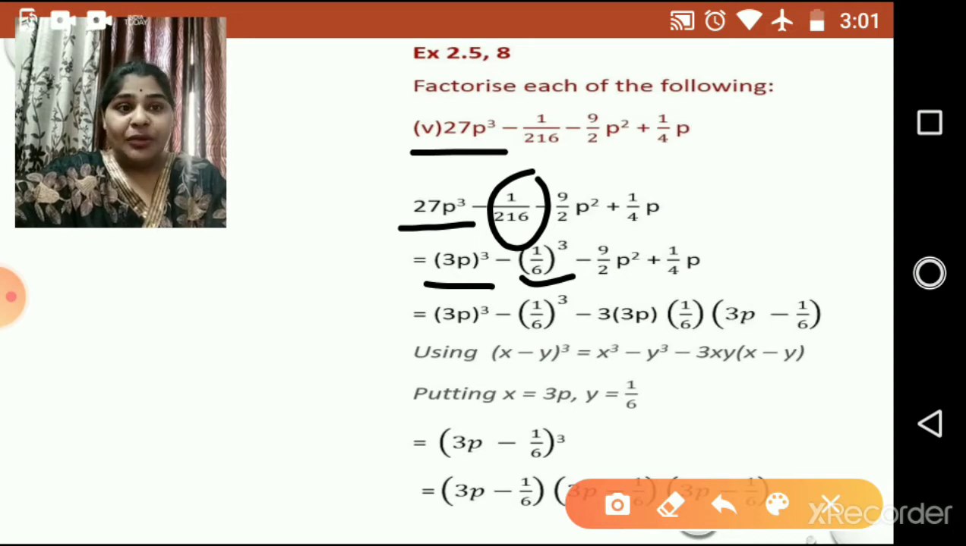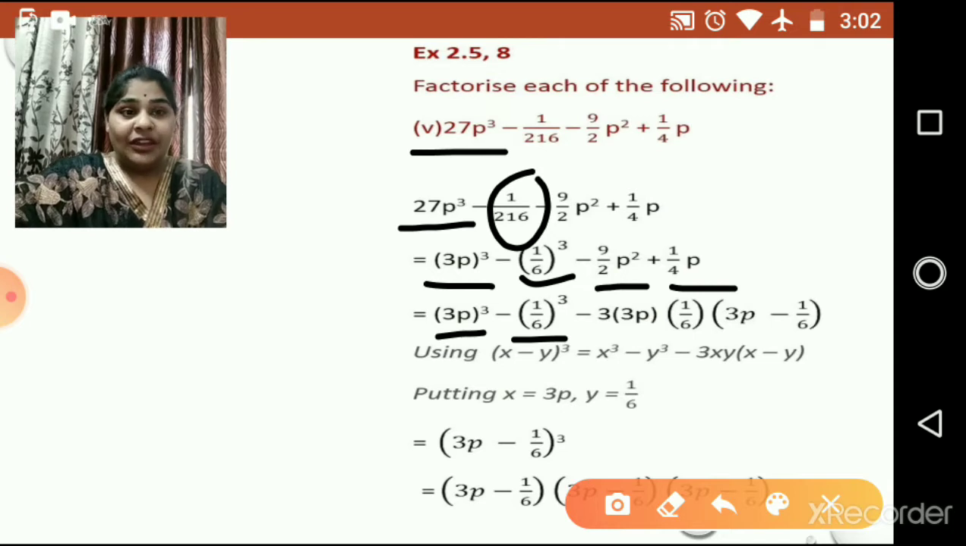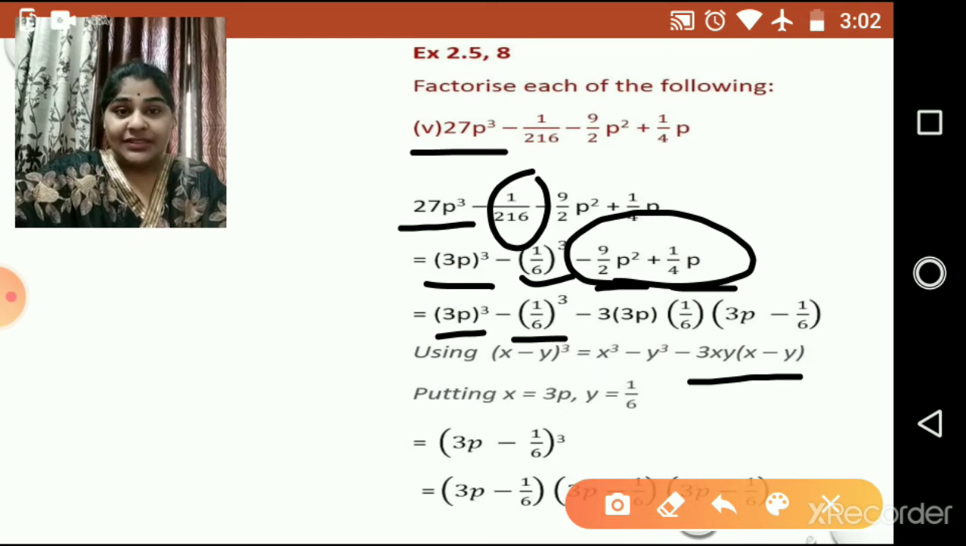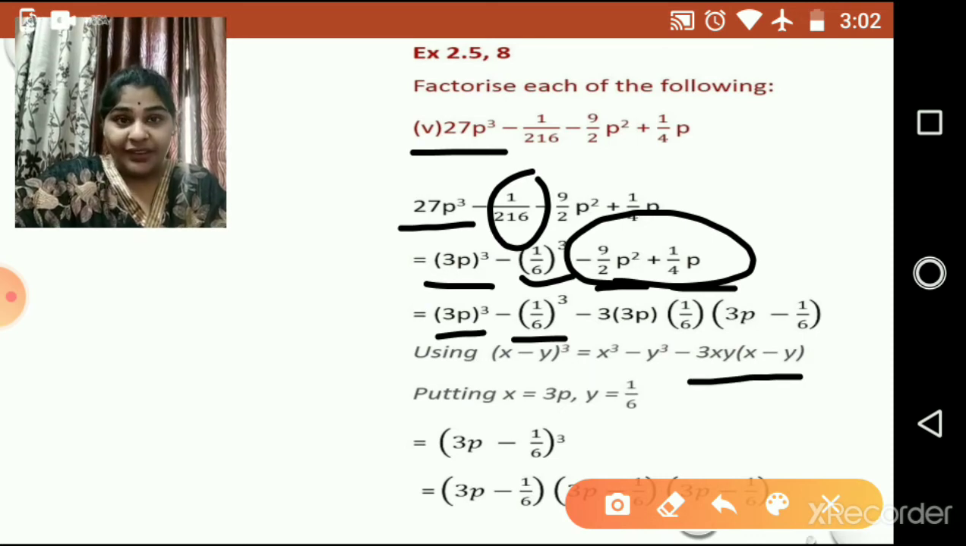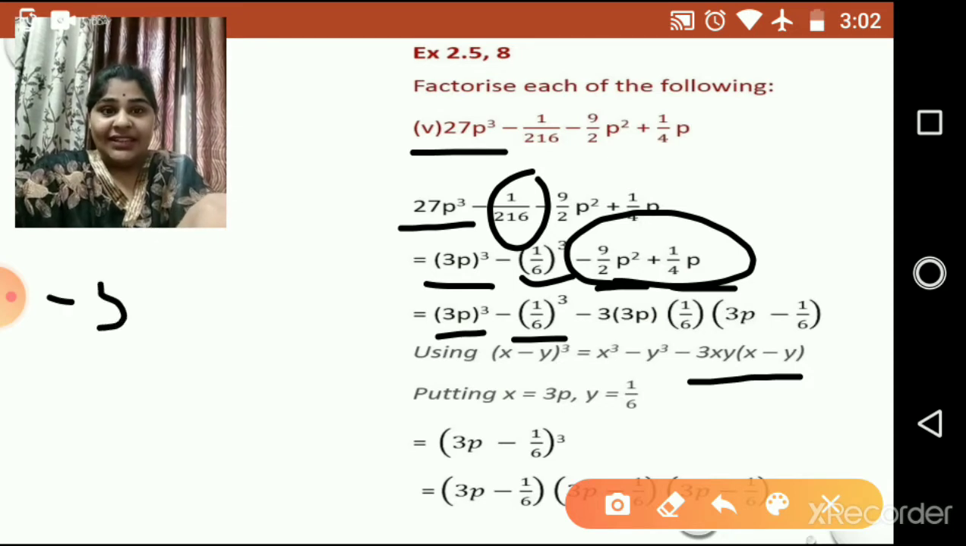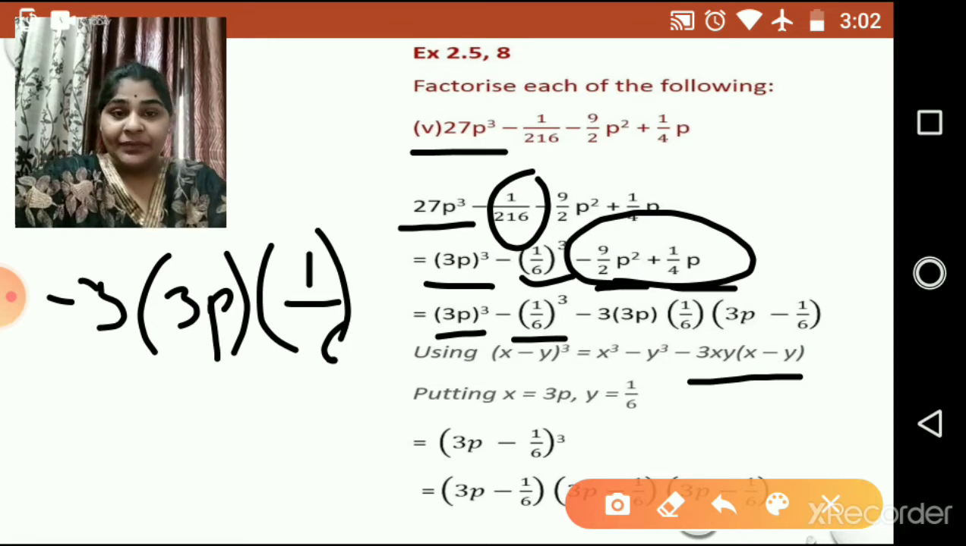Then minus 9 upon 2p square as it is, plus 1 upon 4p as it is. Till here clear, children? Now the first and second terms as they are, that is x cube minus y cube, I will write in the form of 3 into xy into x minus y. So let us see, first I will write minus 3 into xy, that is minus 3 as it is, right? The x value is 3p and the y value is 1 upon 6, right children?